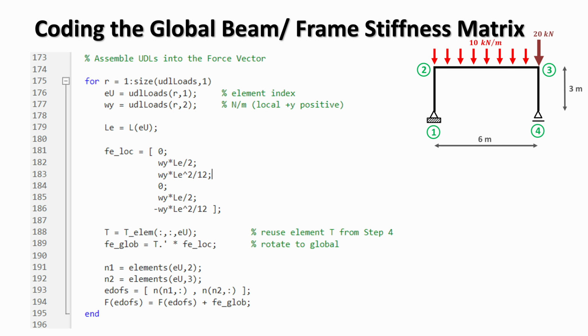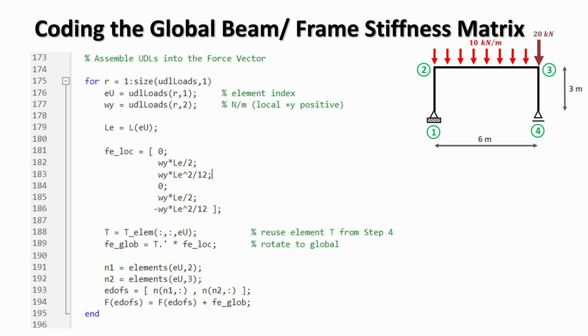In local coordinates, each end of the member carries half of the total vertical force, and each end also carries a moment of the magnitude of Wy L squared over 12. The signs of these nodal forces and moments follow the element's local axes and the standard stiffness method sign conventions. A positive Wy acts along the positive y, so it's upwards if the element is horizontal, and a negative Wy acts along the local minus y, so downwards if the element is horizontal. The end moments are opposite in sign at the two ends, producing the correct bending effect.